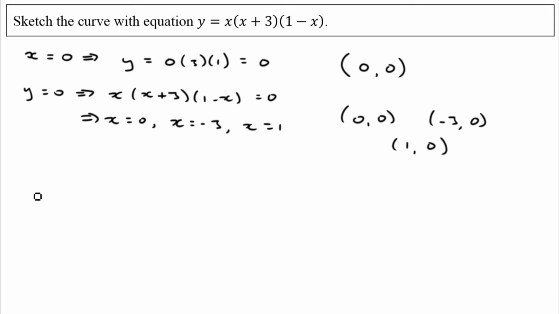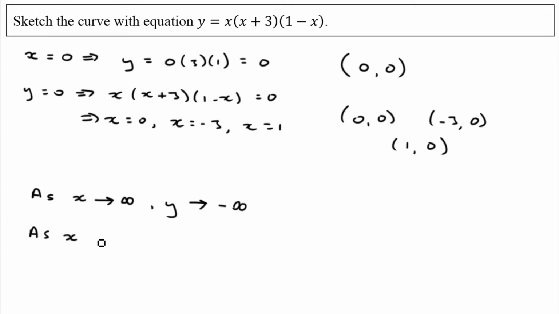Now let's investigate the behaviour as x gets very, very large and positive. As x tends to infinity, what happens to y? Well, the x will get very large and positive. The x plus 3 will be very large and positive, but 1 minus x is 1 take away a very large positive number, which will therefore be negative. So we will have the product of 2 positive and 1 negative number, which will therefore be negative. So the y in this case gets closer and closer to negative infinity.